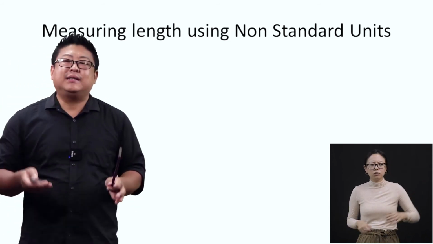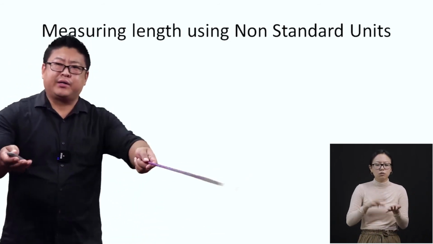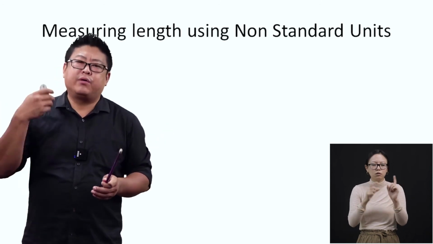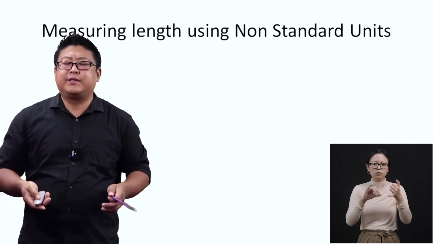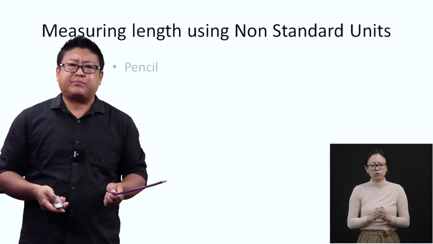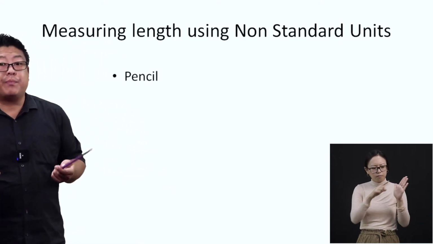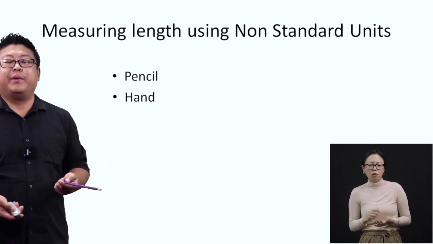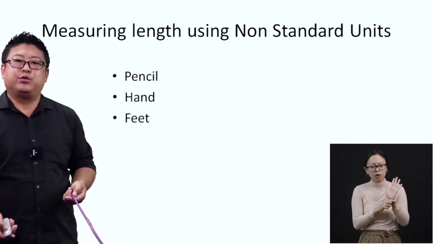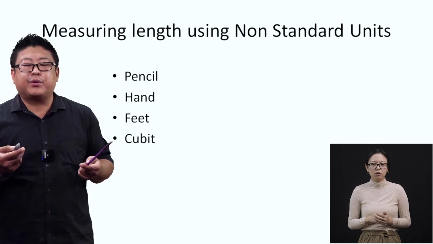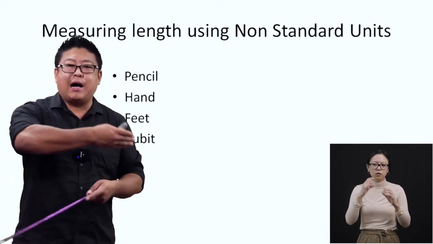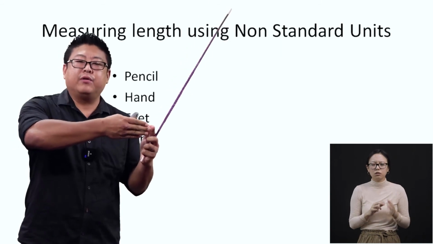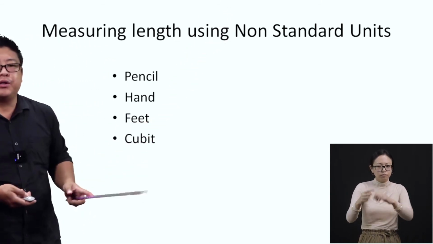I've already mentioned non-standard units means it can be your finger, it can be your palm, it can be your feet. You can use any of these things to measure. All right. So, for example, you can use a pencil to measure things. You can use your hand to measure. You can use your feet to measure. You can use your cubit. A cubit means your arm's length from this elbow to the tip of your finger. All right? So this is also a cubit.